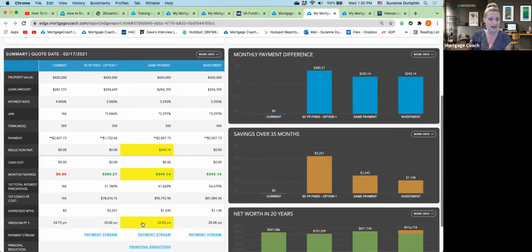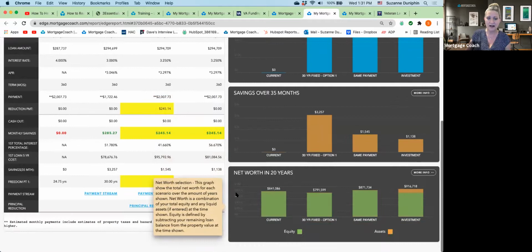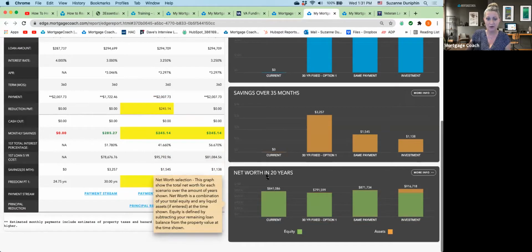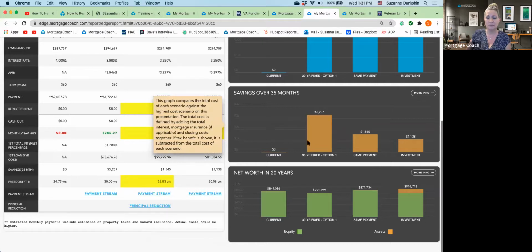I don't want to gloss over that. That is something that gives me chills because a lot of times borrowers don't think that far ahead. And then we want to take another look at taking that savings and applying it to an investment account. Okay, so let's look at that. That's what makes this graph so powerful. If they apply it to an investment account, their net worth in 20 years increases by almost $100,000. Okay, so you'll see savings over time with each option.